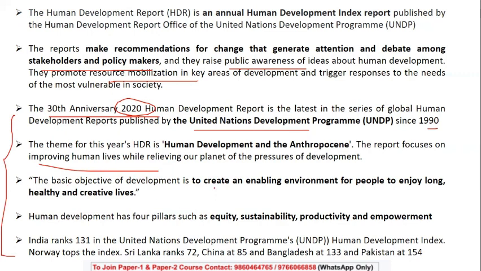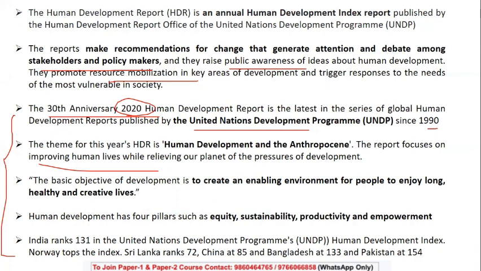What is the basic objective? It helps to enable the environment for people to enjoy their life, to be healthy, and to create their life. So it is basically taking care of the environment, but at the same time ensuring that the environment is for the development of people. So it has to be a cooperation from both ends. There are four pillars of human development, and those pillars are equity, sustainability, productivity, and empowerment.